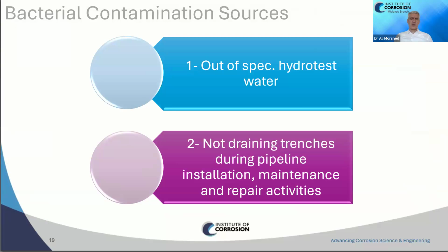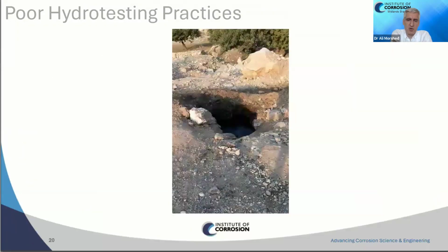The next question we had, okay, we knew the sources of water ingress to the system: how bacteria were entering the system, how we would get bacterial contamination into a supposedly dry gas system. The first source was using out of spec hydrotest water to do the hydrotesting. And the second source, as you saw through the pictures, was not draining trenches during pipeline installation, maintenance, and repair activities, which allows dirty water to enter the pipeline system and later manifest itself as microbial corrosion.